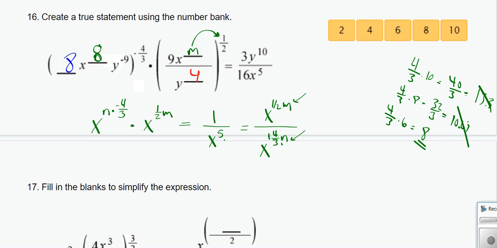Well, if I'm going to have 8 down here in the denominator, how many do I need to have in the numerator? I need 3. So x to the 3rd over x to the 8th would be 1 over x to the 5th. So can I make that happen? Can I make 1/2 times whatever the power is on x, the m that I put there, needs to be 3, multiply by 2, and you get m equals 6. So that's one possible solution.